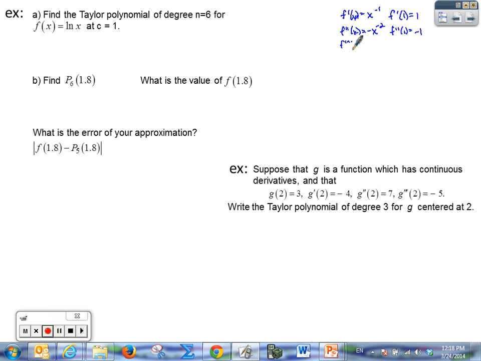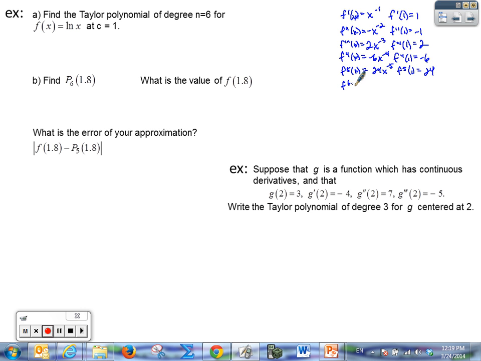So my third derivative is 2x to the negative 3. I substitute a 1 in there, and I get 2. Our fourth derivative is negative 6x to the negative 4, and I sub in a 1, I get negative 6. My fifth derivative is 24x to the negative 5th, and my fifth derivative value at 1 is 24.